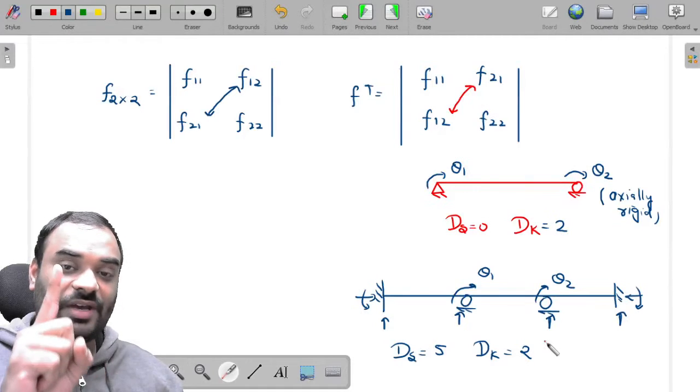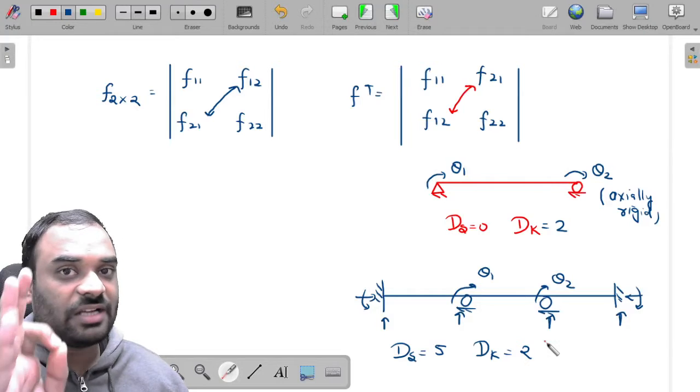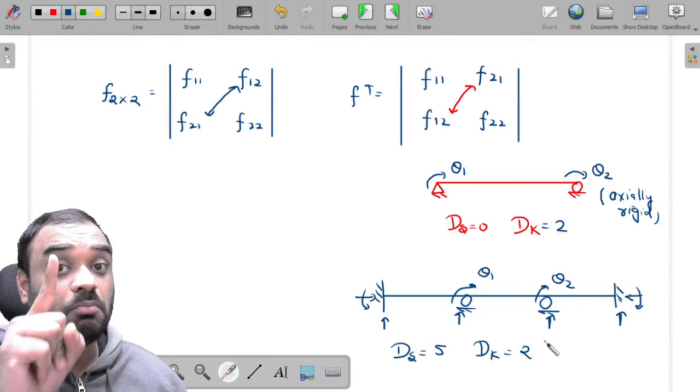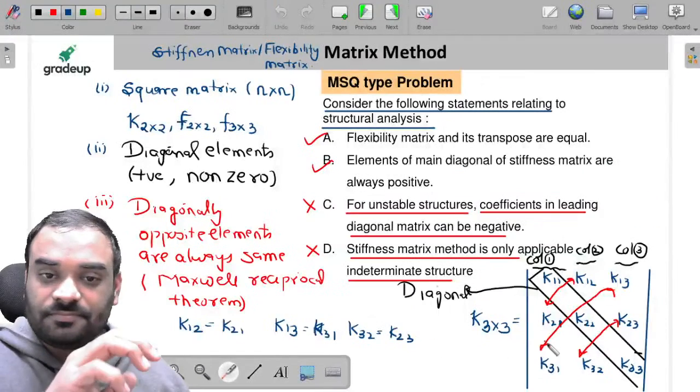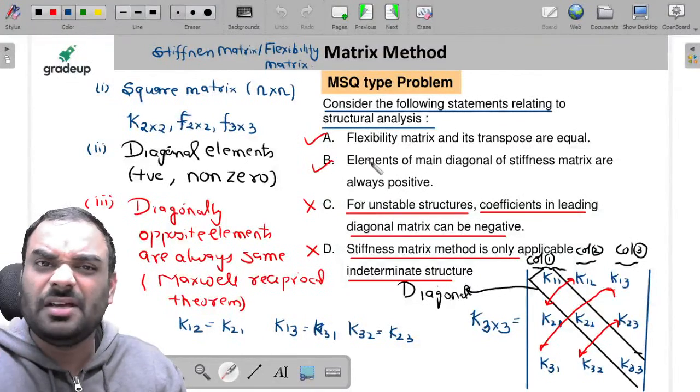Understood? It is a very, very important point. So just remember this point, my dear friends. Stiffness matrix method can be applicable to determinate as well as indeterminate structure both. So D is the wrong answer. Only A and B are correct. A correct है, B correct है, right?